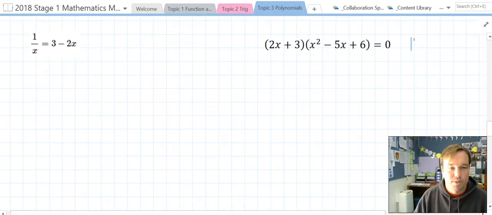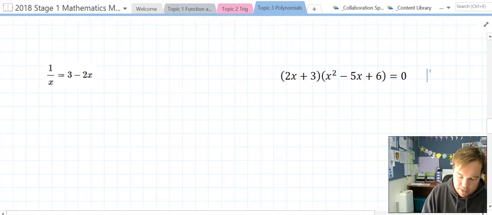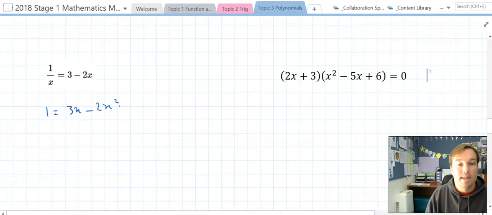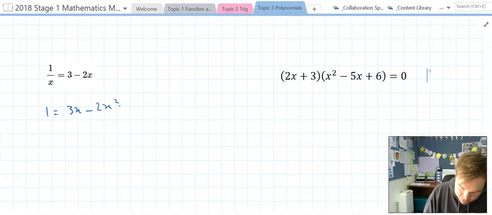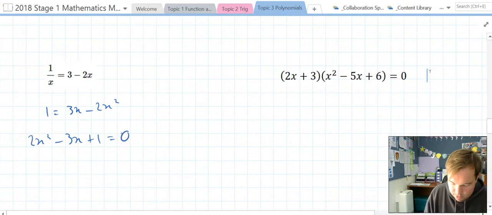Alright, two more. Here, sometimes we have a fraction. And if we have a fraction with an algebraic denominator, the best way to do it is just multiply out that algebraic denominator. So we're going to multiply both sides by x. 1 equals 3x, take 2x squared. Then we go ahead with our plan to get everything on the left-hand side and 0 on the right. So add 2x squared to both sides. Take 3x, the positive 1 stays there, equals 0.